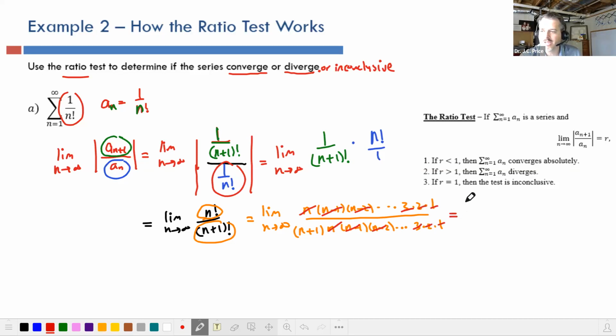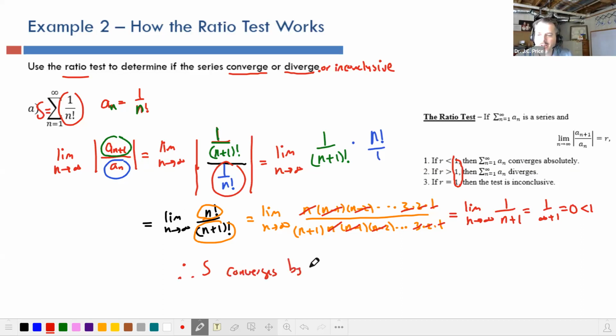And so that's equal to the limit as n goes to infinity of 1 over n plus 1 here. And now we're going to let n go to infinity. And so what do we get? 1 over infinity plus 1, which equals 0. And that's less than 1. So remember, 1 is like the cutoff point. And so if it's less than 1, what do we say? Therefore, our series, let's give it a name, S. So therefore, S converges by the ratio test.